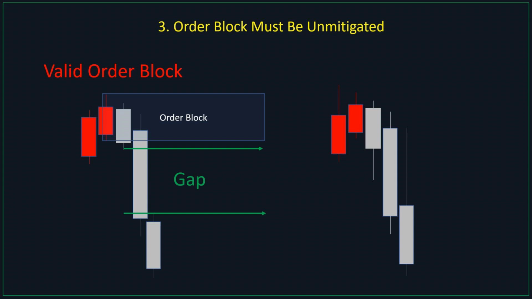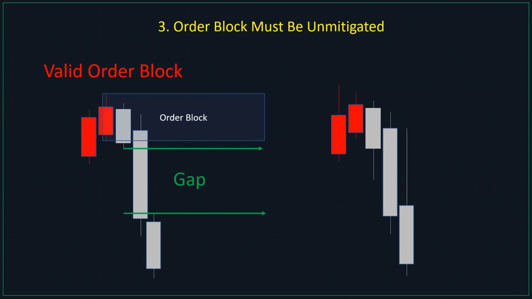Remember that an order block is a one-time use, right? So if a candlestick mitigates the order block, we can no longer consider it a valid order block. We can no longer consider it a valid strong order block because it has been mitigated. So one of the rules is that order block must be unmitigated because it is a one-time use. So we're expecting price to only come to this order block once, then we place our orders.